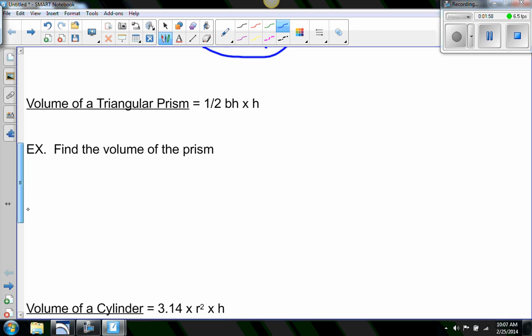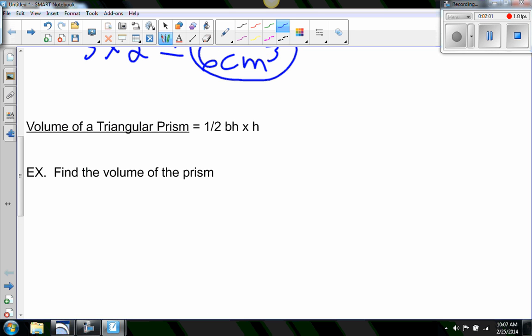Then moving on to a triangular prism, that's 1/2 base times height because it's a triangle, right? On the ends, the bases are triangles. Half base times height, and then times the height of the whole thing. The first height is just the height of the triangle, and then you multiply it by the height of the whole figure.